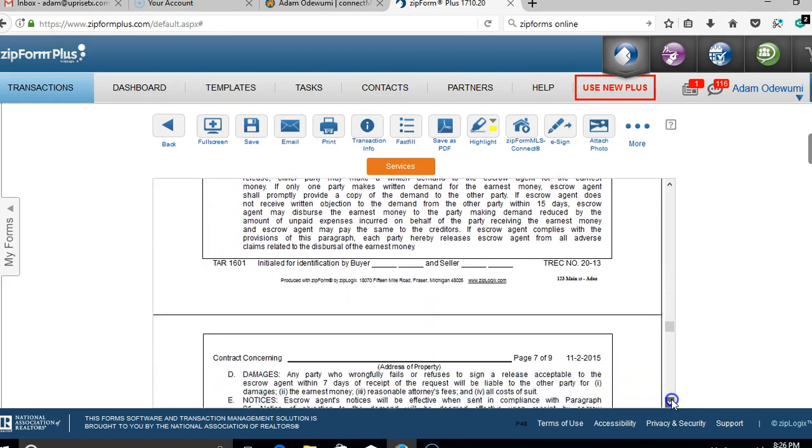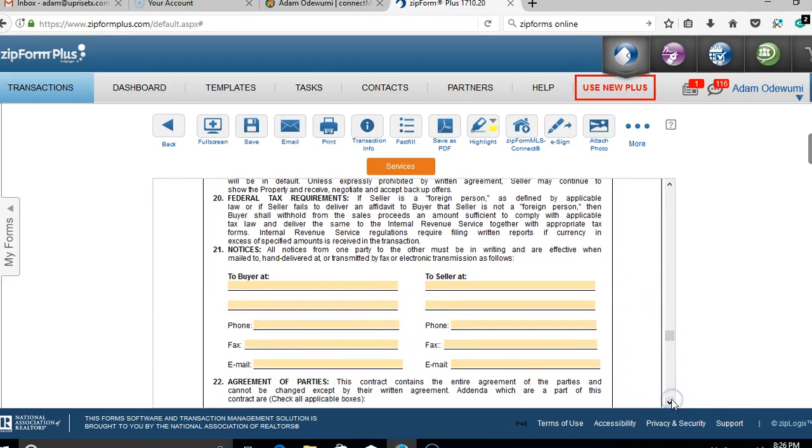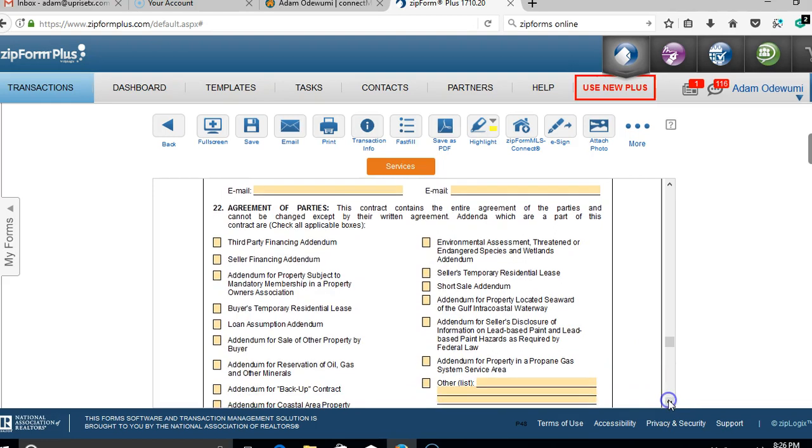Let's see here, another one on that page. 21, notices. This is basically information for the title company to know where to send correspondence and information. So you can have the seller fill this out. You can have the buyer fill this out with the buyer's information. Pretty self-explanatory. This is any documents that you're including with the contract.